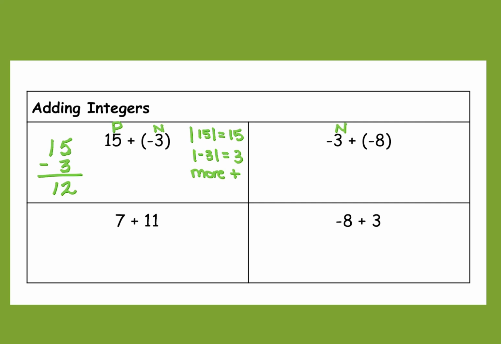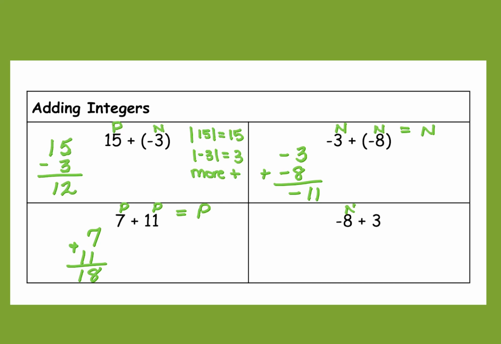-3 plus -8 means that we are working with the same sign. We only have negatives in our addition problem, so the answer will be negative. 3 plus 8 is 11, and because a negative plus a negative is a negative, this answer will be -11. Next up, we have a positive 7 plus a positive 11. A positive plus a positive is only more positive. 7 plus 11 is 18. This is a positive answer.